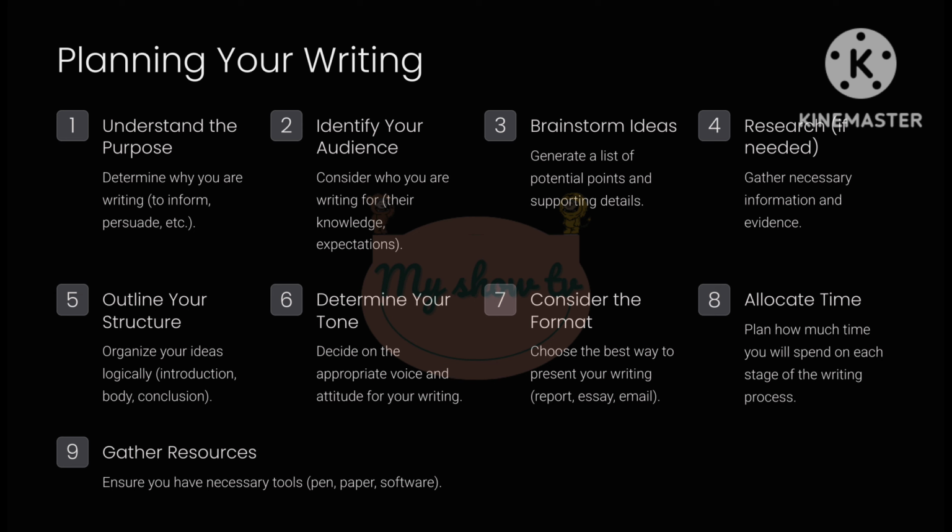8. Allocate time. Plan how much time you will realistically need for each stage of the writing process: planning, drafting, and editing. This helps you manage your time effectively and avoid rushing. 9. Gather resources. Make sure you have all the necessary tools you'll need, whether it's pen and paper, a computer with word processing software, or access to research materials.